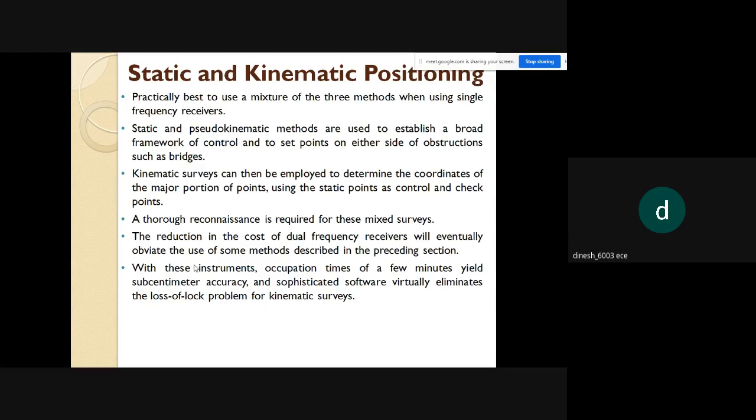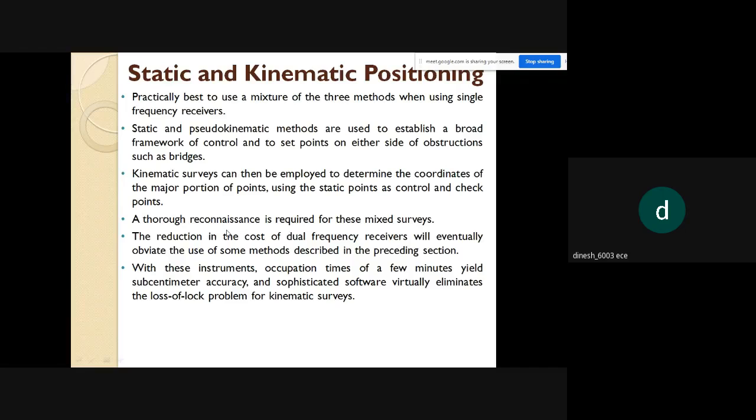So the static and pseudo kinematic methods are used to establish a broad frame of control and to set points on either side of the obstructions. This lays as a bridge between them. Whereas kinematic surveys are employed to determine the coordinates of the major portion of points using static points as control and checkpoints.